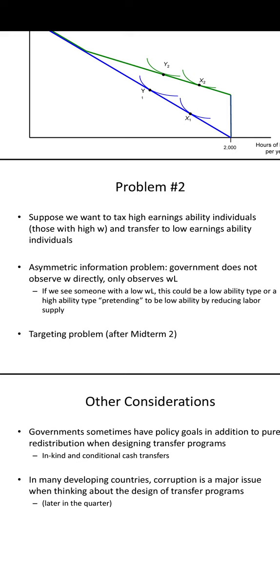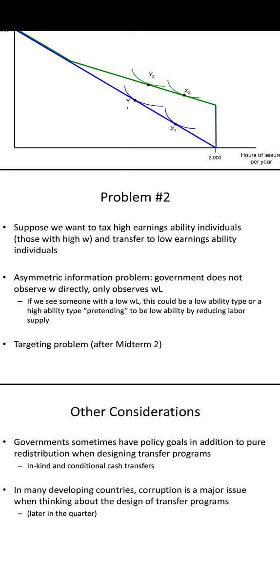That's after midterm 2. Other considerations. Governments sometimes have policy goals in addition to pure redistribution when designing transfer programs. In-kind and conditional cash transfers. In many developing countries, corruption is a major issue when thinking about the design of transfer programs, later in the quarter.